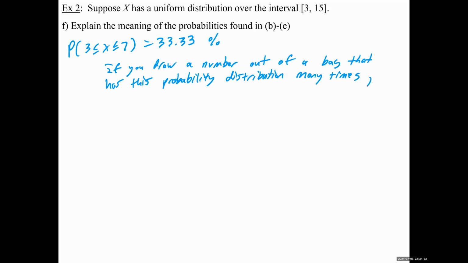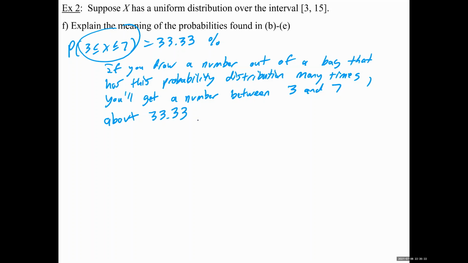Make sure you put "many times," because anytime you're explaining a probability, you've got to say many times. So if you draw a number out of a bag many times, this will happen: you'll get a number between 3 and 7. About, again, is another important one. Don't forget that one. About whatever the probability is percent of the time, about 33.33% of the time.